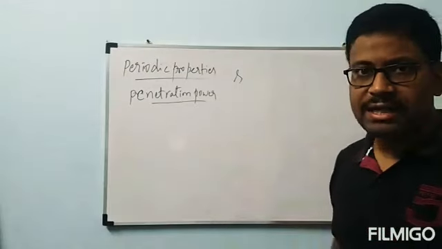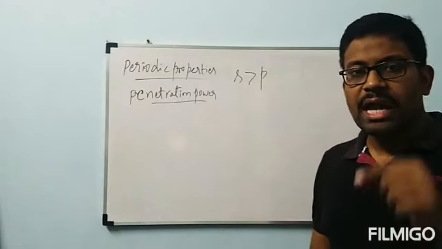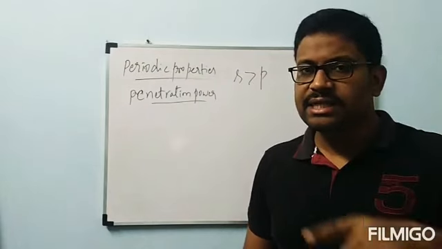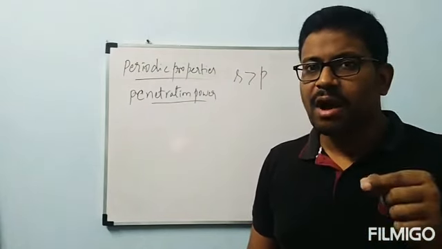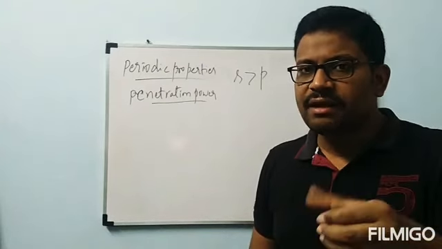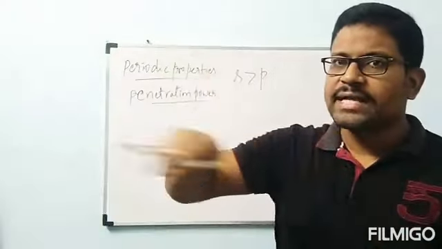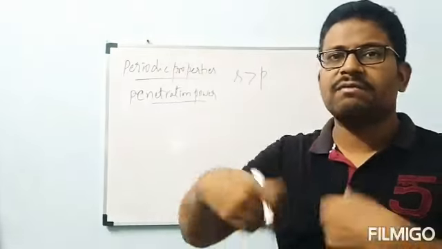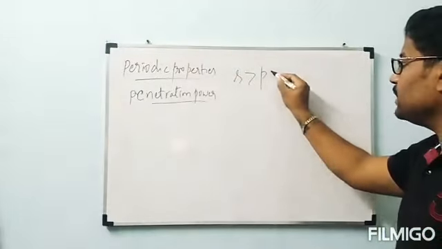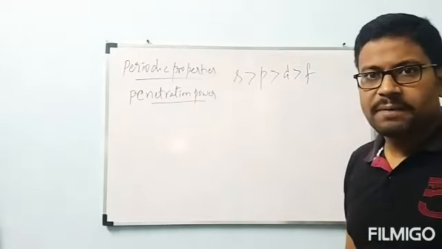S orbital has high penetration power when compared to P, because electrons present in P will be present along the x-axis, y-axis and z-axis, along a particular axis. Then the probability of that electron to be attracted by the nucleus will be a little bit decreased when compared to S, because in S, throughout the sphere, not only x, y and z axis, electron will be present. That is the difference. So penetration power of S is greater than P, greater than D, greater than F. This is the order of penetration power.